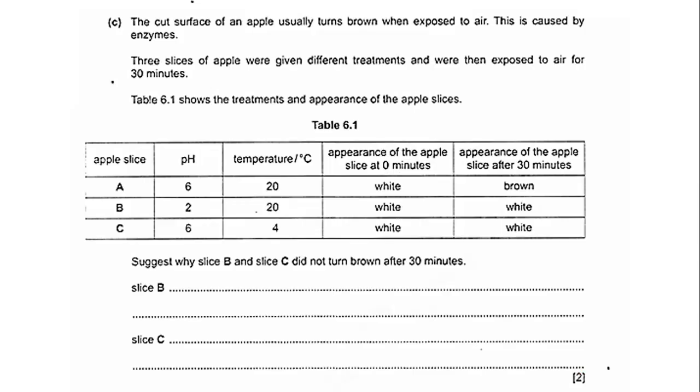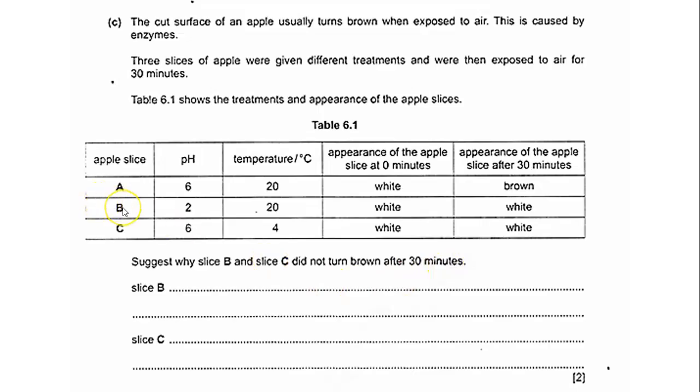Okay, the cut surface of an apple usually turns brown when exposed to air. This is caused by enzymes. 3 slices of apple were given different treatments and were then exposed to air for 30 minutes. Table 6.1 shows the treatments and appearance of the apple slices. If you look here, you will see treatment of pH or changes of temperature and the outcome. Suggest why slice B and slice C did not turn brown after 30 minutes.